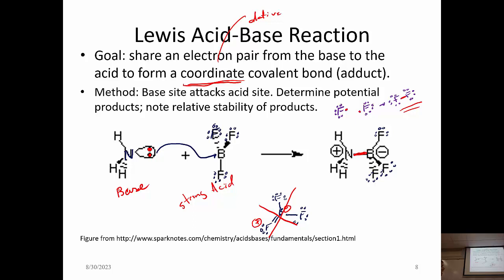And we form this. This is called an adduct. This is a Lewis acid-base adduct. And that's our product here, the adduct. So we try to visualize it using valence bond theory with the orbitals, you know, overlapping atomic orbitals. That's valence bond theory.